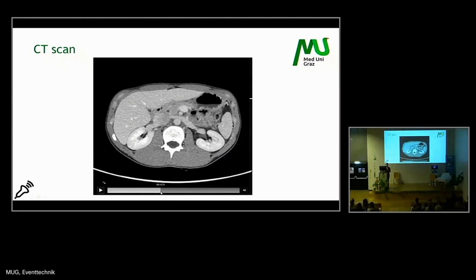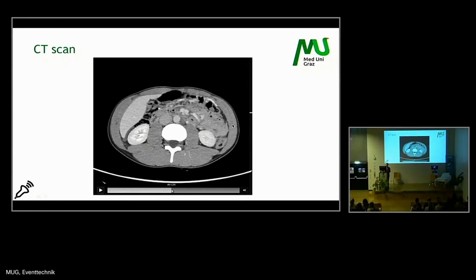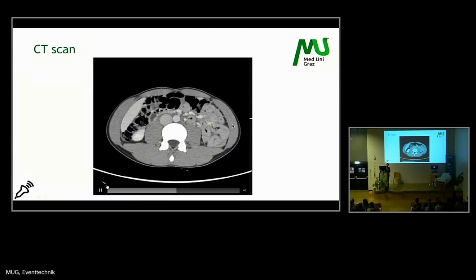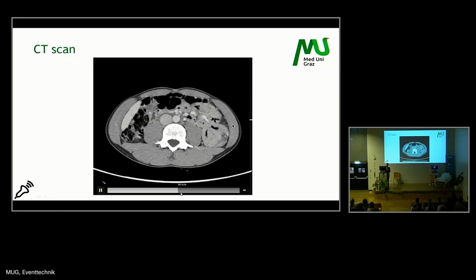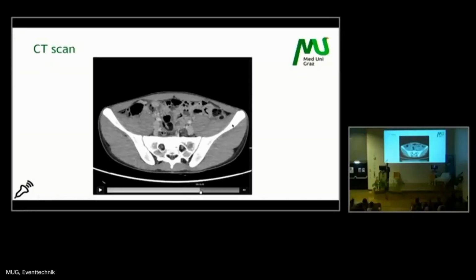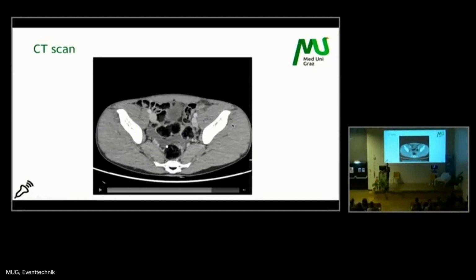But we saw free fluid in our eFAST protocol, so we have to take a closer look at whether or not we see free fluid, and we really could identify this little collection of free fluid at the bottom of the liver, which was perfectly comparable to the ultrasound. And when we took a look further down, we could see even more free fluid here, in this case in the Douglas pouch.